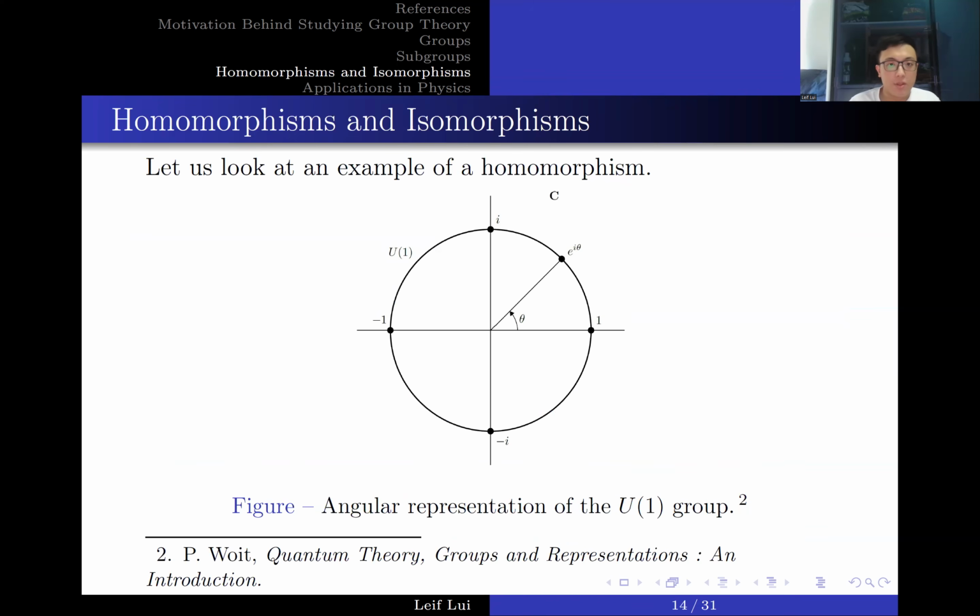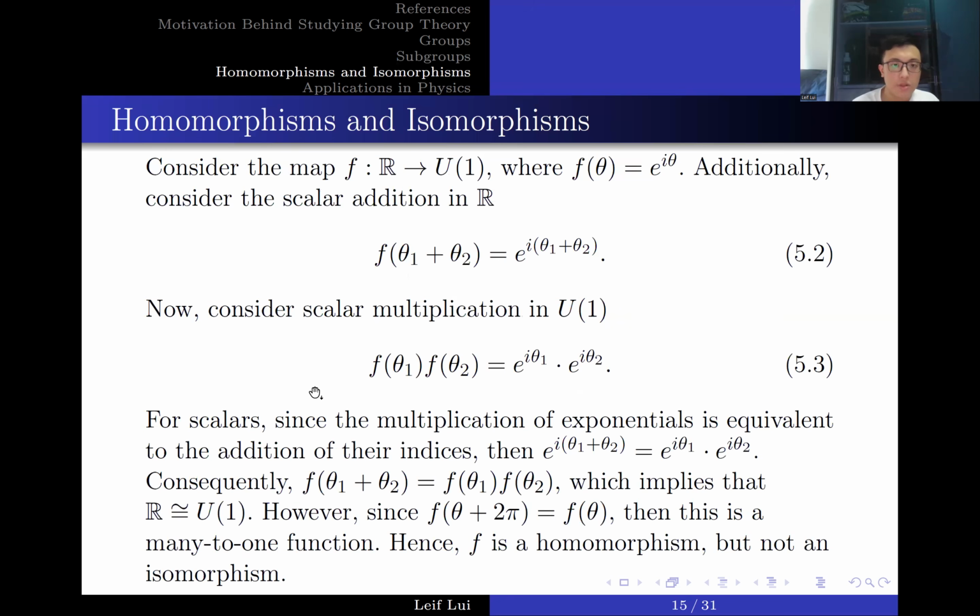So let us look at examples of homomorphisms and isomorphisms. So one example of a homomorphism is that let's consider the U(1) group. So this is an angular representation of the U(1) group where C denotes the complex plane, and we can see that any point on this unit circle represents the set U(1). I obtained this picture from Peter Woit's book on quantum theory. So let us consider the map f from the real numbers to the U(1) group. So what kind of connection are we seeing between the two?